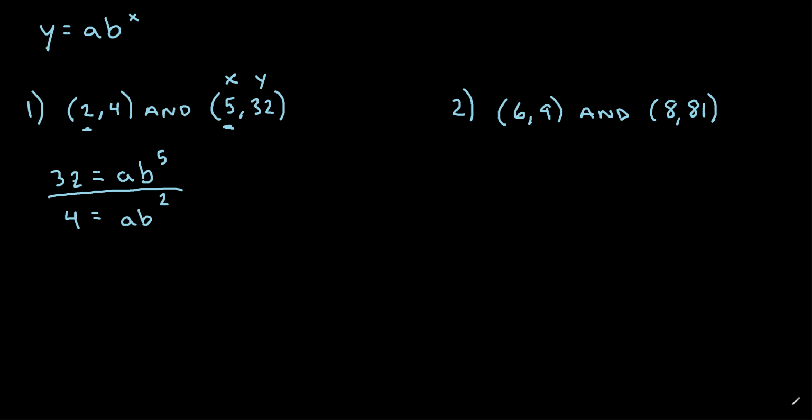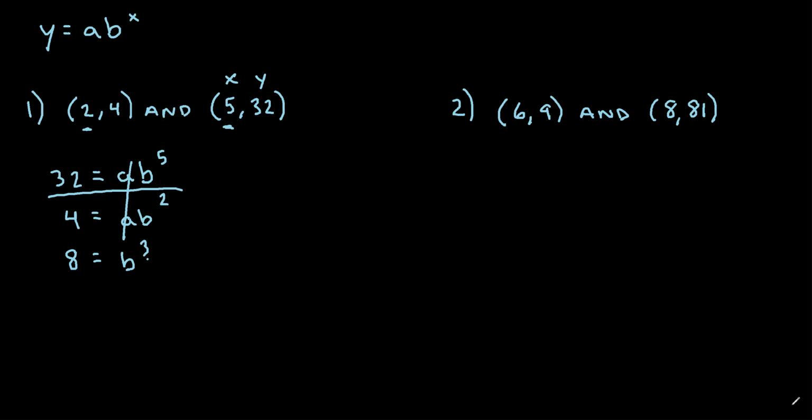So 32 divided by 4, that's 8. On this right-hand side, we have a divided by a, so that cancels out. These a's are gone. Now we have b to the 5th over b squared. So if we remember our rules for exponents, when we have some number raised to a power divided by the exact same number raised to another power, we can just do the exponent in the numerator minus the exponent in the denominator. So we get b to the 5th minus 2, or in other words, b cubed.